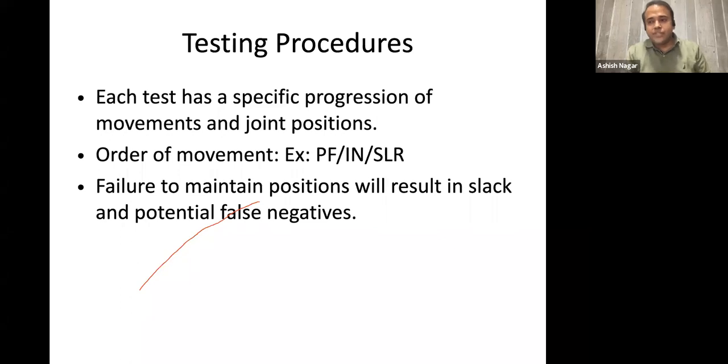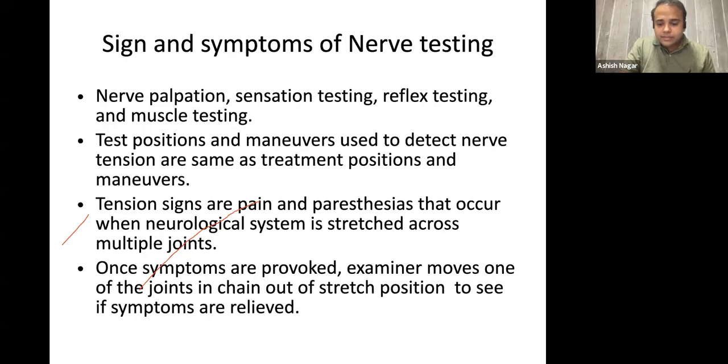Now, in the testing procedure, every nerve test involves a certain order of movement. And the order of movement is usually documented like this.